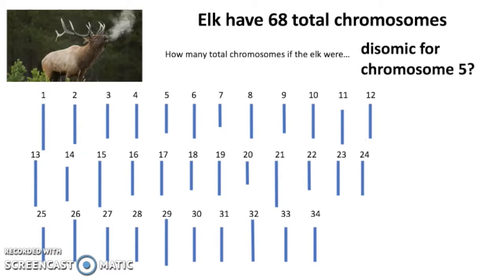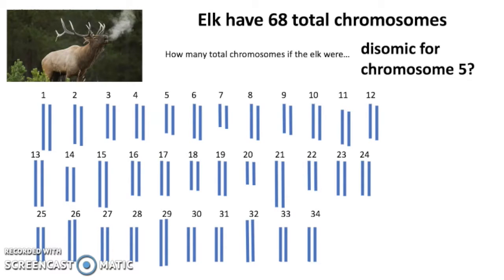Okay, so moving on to part B. Now, if our elk, having the total of 68 chromosomes and being a diploid, what would happen if the elk was disomic for chromosome 5? So di is referring to the number 2.